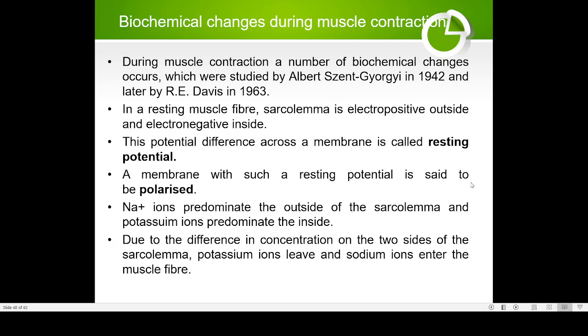So muscle fatigue is also an important process that is happening during muscle contraction, and this muscle fatigue is actually caused by the decrease or shortage of acetylcholine.